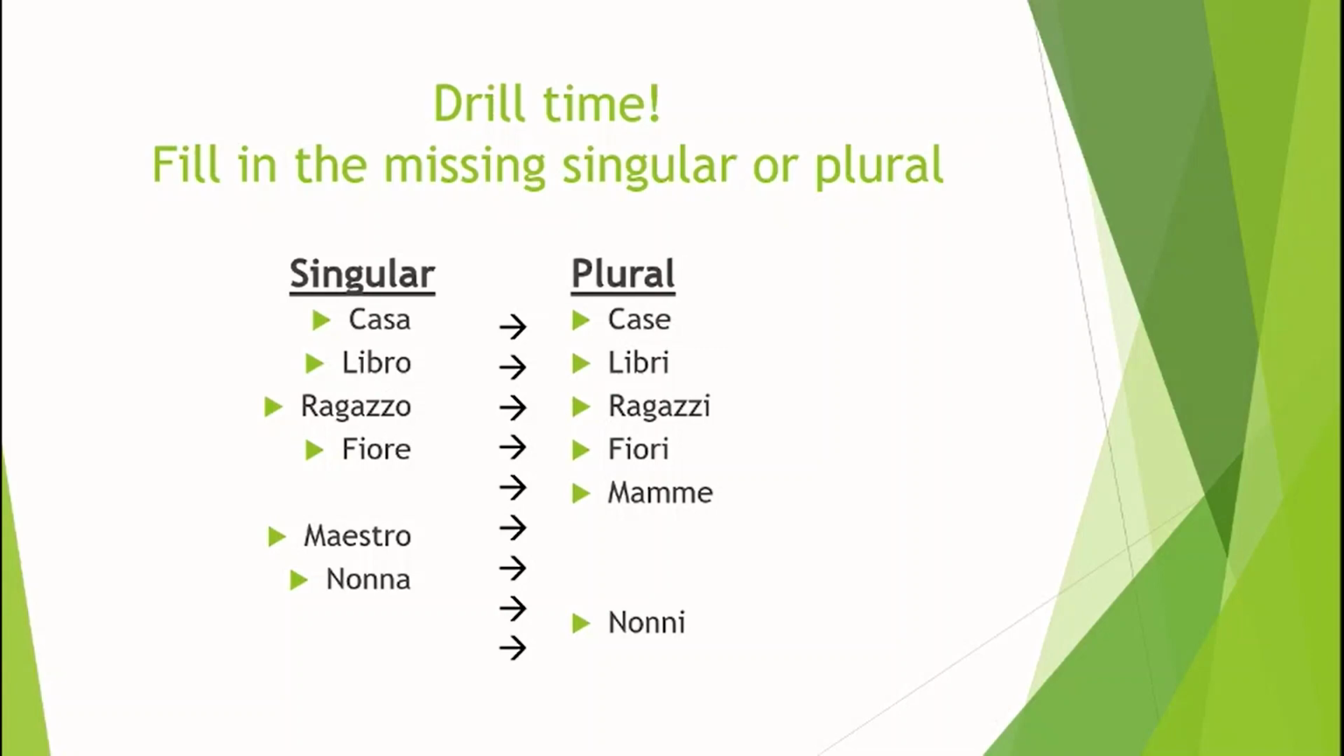Next one, mamme. How is that in the singular? It's mamma. Mother, right? Or mom. Mom, moms. There you go. Next word, maestro, means teacher. Maestro becomes maestri. That's masculine. Then nonna, you probably know what this word means if you grew up in an Italian household or just watched movies. Nonna means grandmother or grandma, right? Nonna becomes nonne, grandmothers. Last word, nonni, grandfathers. What's that in the singular? Nonno, grandfather. There you go.